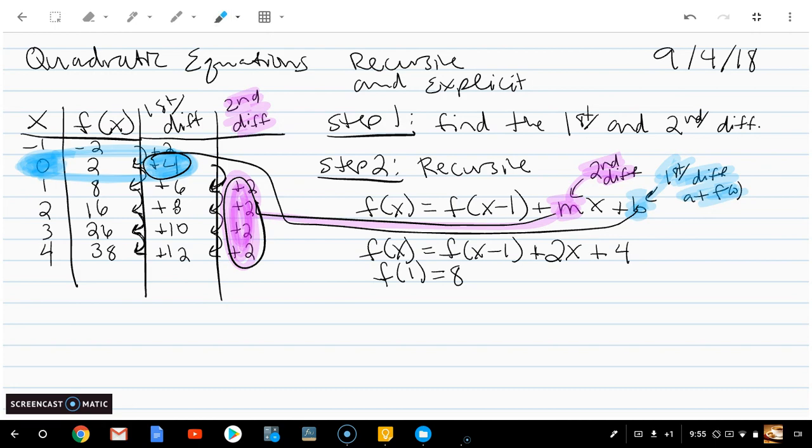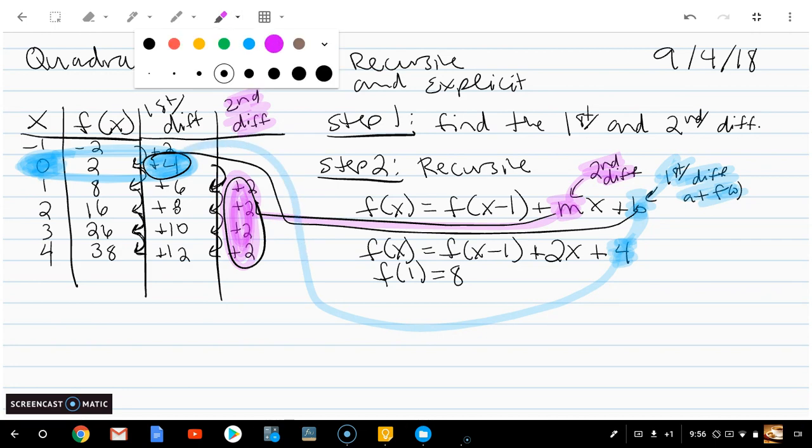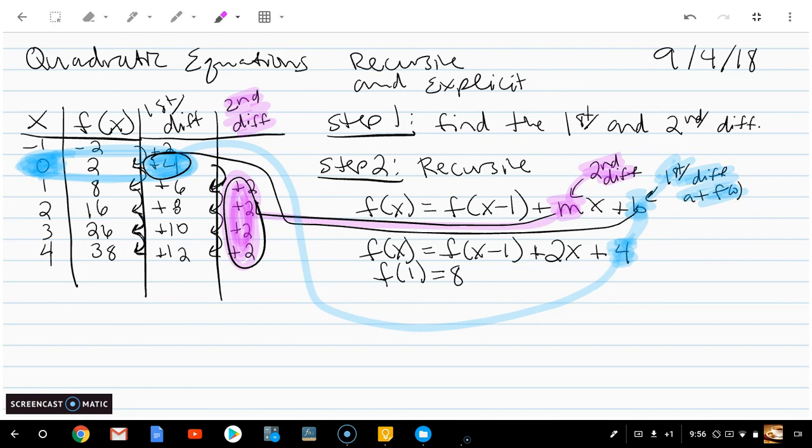So again, I'm going to use my highlighting colors. My blue is right here. That's my 4, which is the b, which we saw is right here. And then our purple is our m. That's this 2, which I got from the second difference, which is there, which is also, again, right there. So that's our recursive equation.